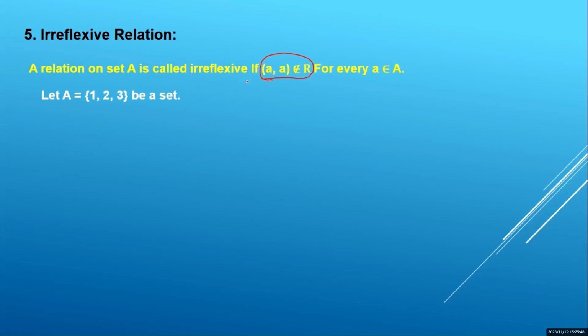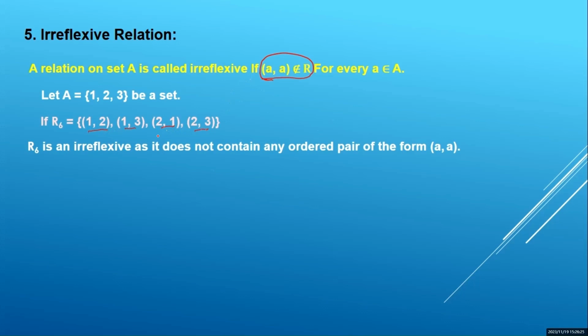Let's take the same example. Set A is {1, 2, 3}. Then let's suppose R6: there is (1, 2), not (1, 1), not (2, 2). There is (1, 3), there is (2, 1), there is (2, 3). None of the ordered pairs is an identity pair. So this type of relation is called an irreflexive relation, and R6 is an irreflexive relation.